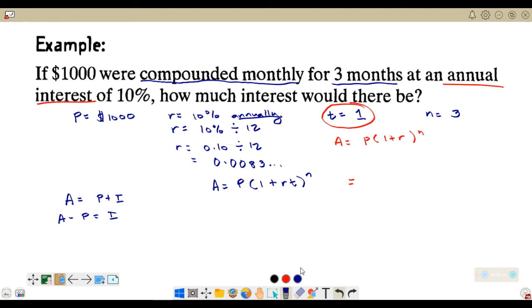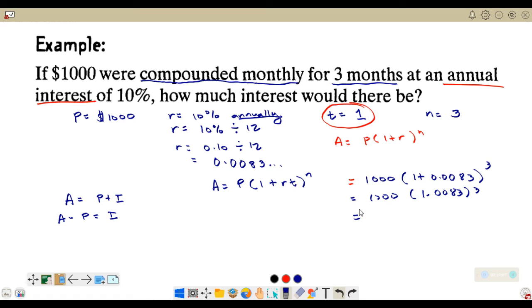So, sagot na tayo. We have $1,000 times 1 plus our rate, our new rate ha, hindi yung annual rate natin. Our monthly rate, which is 0.0083. Hindi ko na isusulat si t since that is just equal to 1. And then raised to the power of 3. So we have 1,000 times 1.0083 raised to the power of 3.